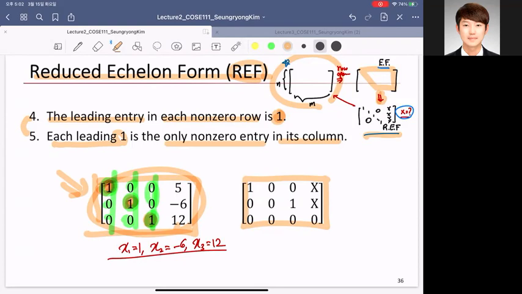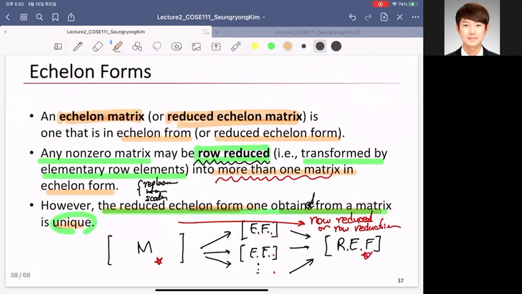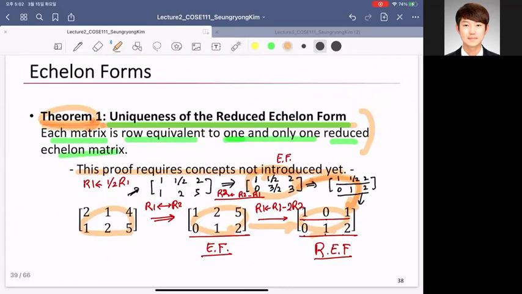So this is going to be the topic of today's lecture, the row reduction algorithm. Anyway, so echelon form and reduced echelon form. Reduced echelon form is unique, right? So here was the uniqueness theorem of the reduced echelon form.